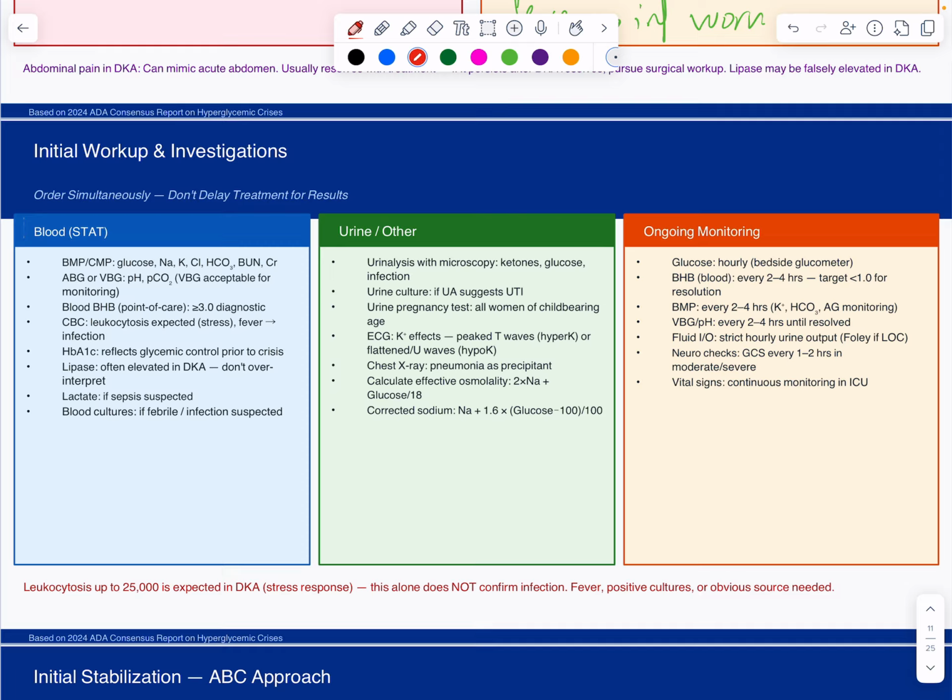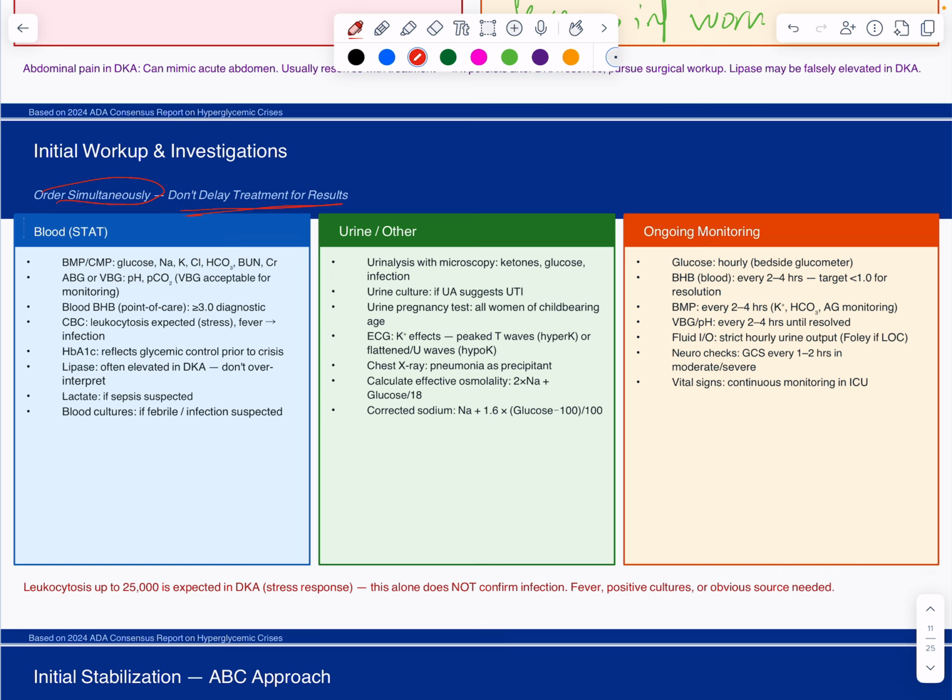First of all, we need to know that whatever workup we'll order, we'll order simultaneously and will not delay the treatment for the results. Just with point of care beta hydroxybutyrate and point of care glucose monitor, we can basically diagnose these two conditions, and the rest of the blood work can get back to us, but this shouldn't delay the treatment.